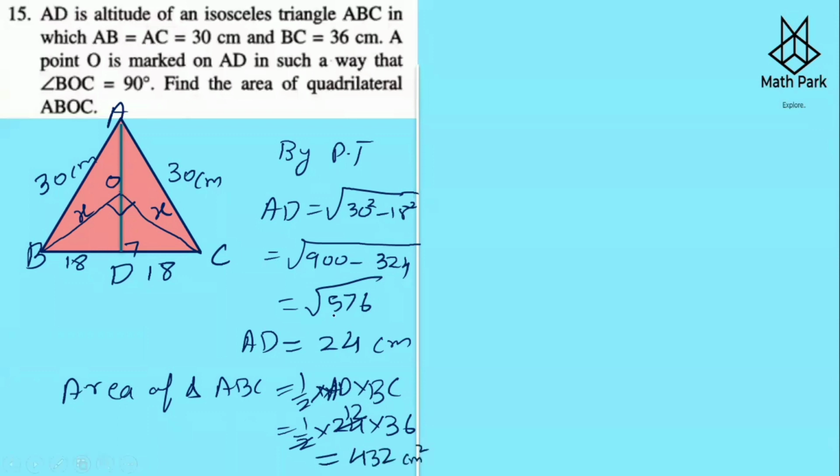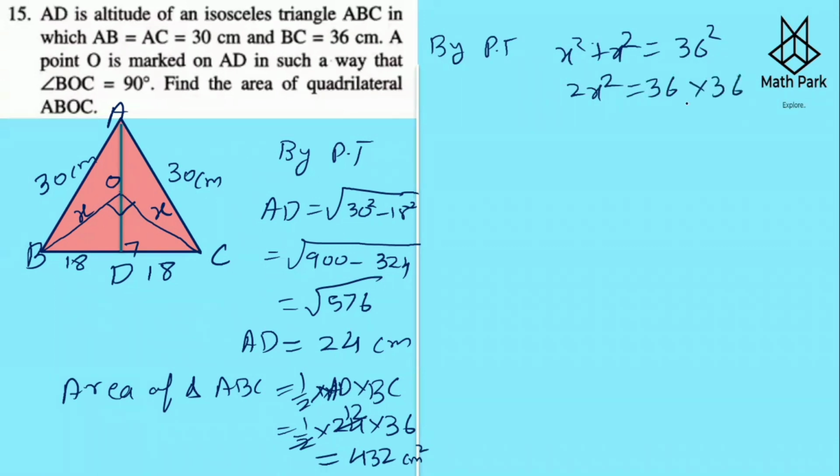Now let us take BO and OC as x and x, because this is a right triangle. By Pythagoras theorem, x square plus x square is equal to 36 square. So 2x square is equal to 36 into 36, and x square is equal to 36 into 36 divided by 2, which is 36 into 18. Let us keep the value of x square as it is.